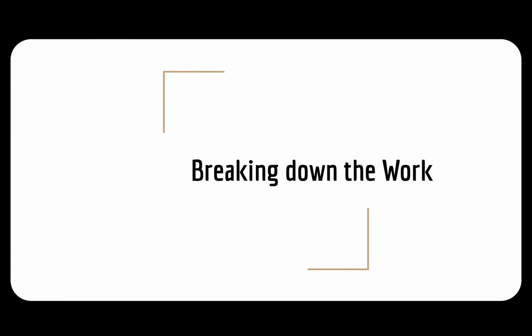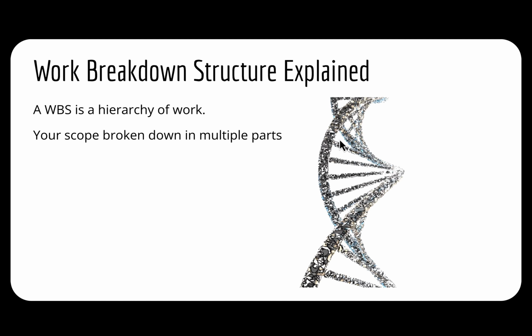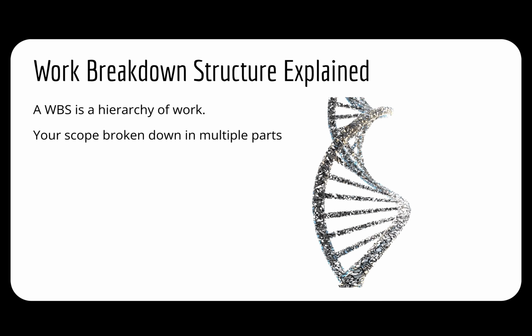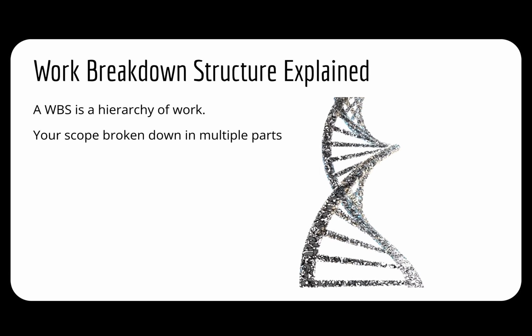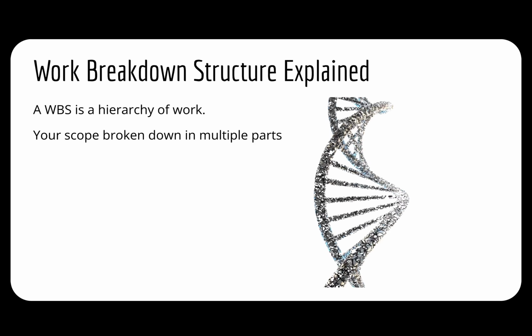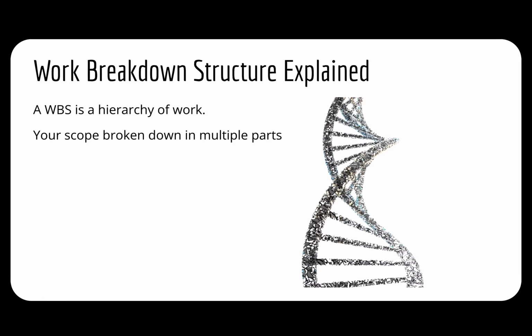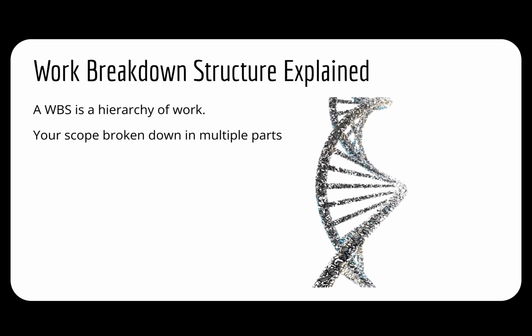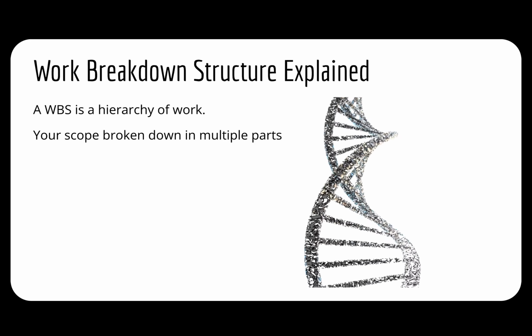Breaking down the work. In cost controls, you often hear the term work breakdown structure. But here's the truth. Not every company actually uses that label. Sometimes it's called scope breakdown. Sometimes it's called cost code structures. Others see it as just the line items in a budget or the schedule activities.